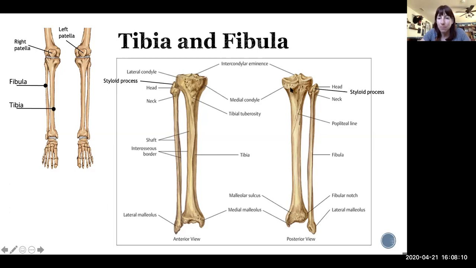So here's the medial condyle. It's gonna be on the opposite side of the fibula always, because the fibula is always lateral, and the lateral condyle is always gonna be on the same side as the fibula. Lateral condyle.